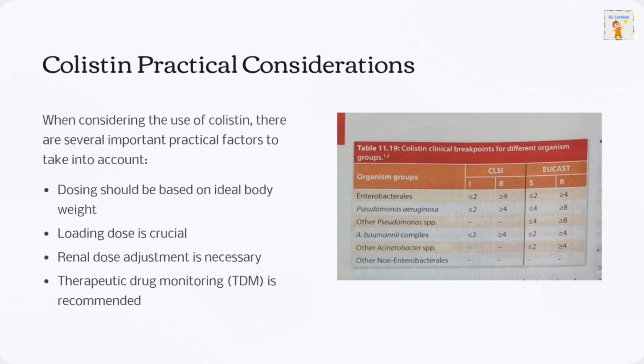And in our practice, we have been following CLSI. So in our reports, colistin is reported as intermediate or resistant. It is not reported as sensitive. This is done to discourage or reduce the use of colistin without any support.